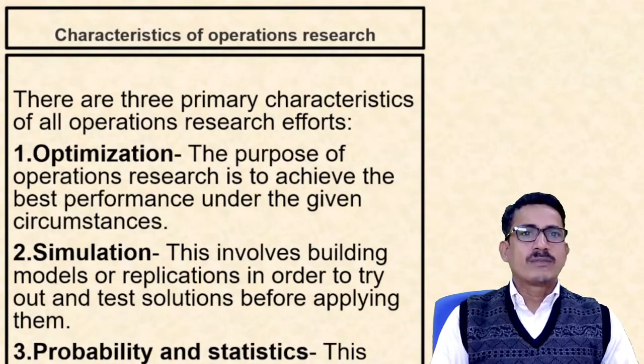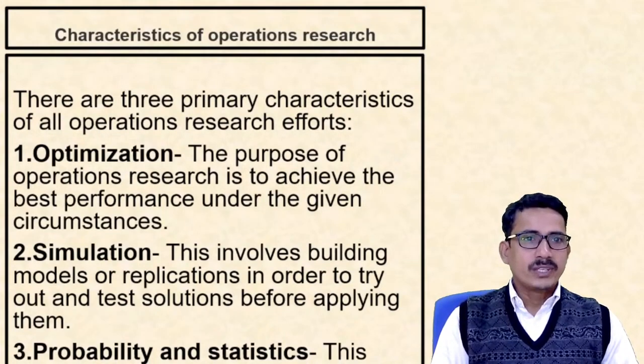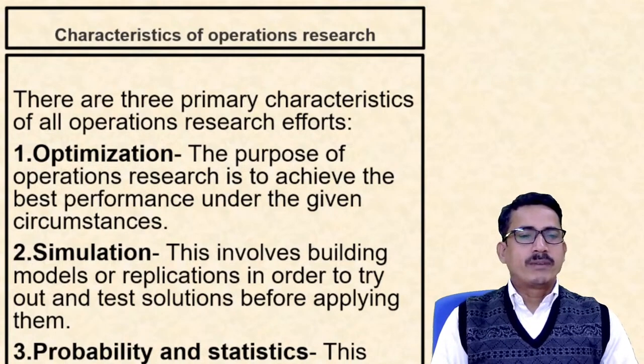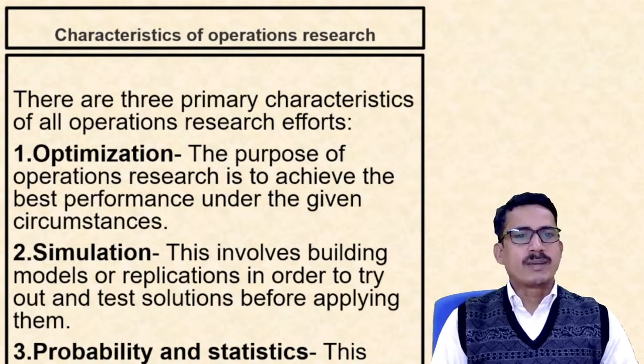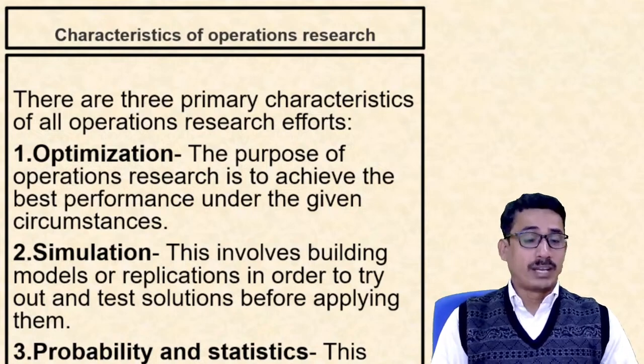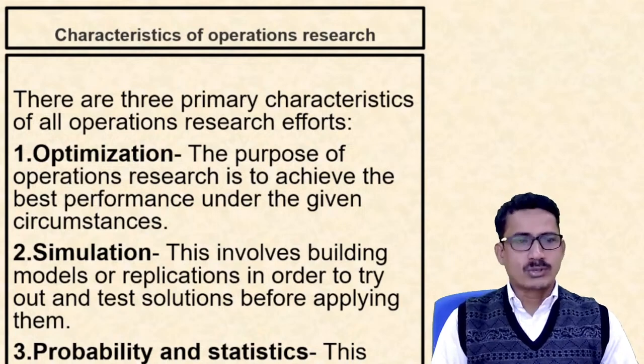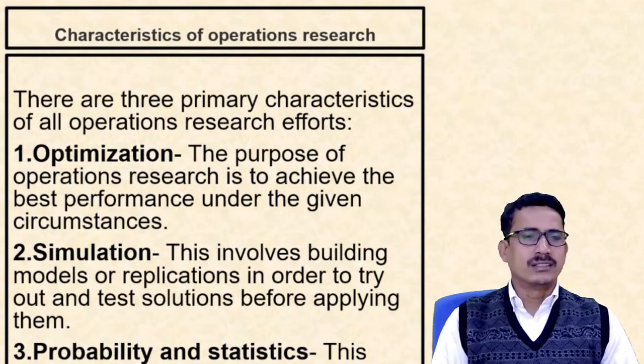Now, coming to the characteristics of operations research, there are three primary characteristics. One is optimization, another is simulation, and the third is probability and statistics. As I said before, optimization always talks about two things: either to maximize or to minimize. Then the question comes to your mind, where to maximize and where to minimize. Maximize always focuses on production. Let me give you an example by which you can understand better. Say you are involved with production. What do you think, how can it be maximized?